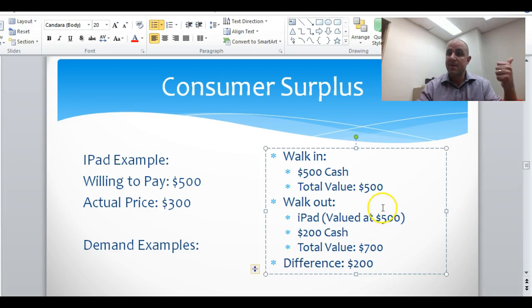So when you take that iPad, which is valued at $500, and the cash left over, which is $200, the total value of what you're walking out of there with is $700. Right? So the difference is $200. That is your surplus. Because for the iPad you paid less than it was worth to you, you had an extra benefit because it's kind of like found money.